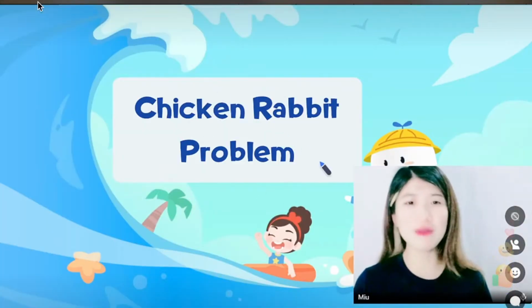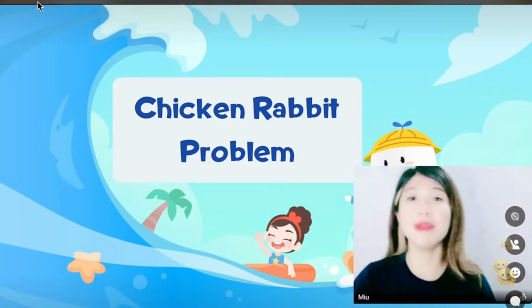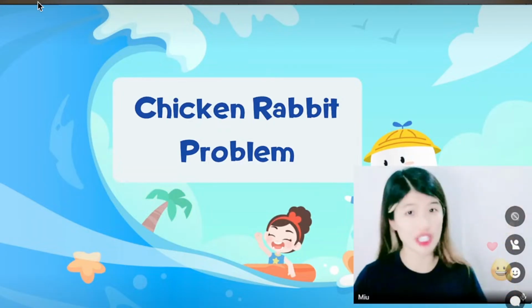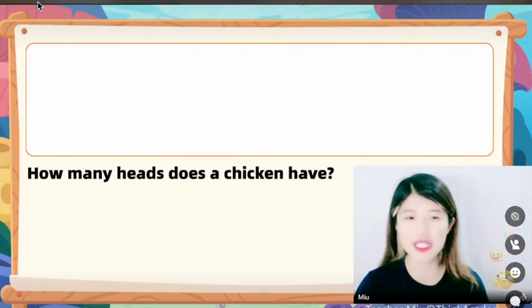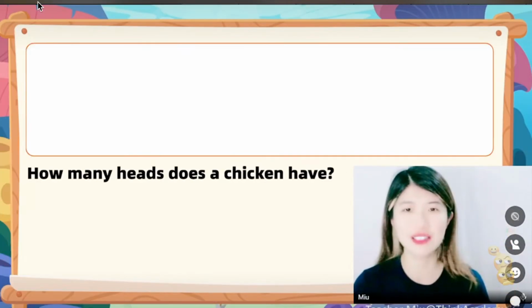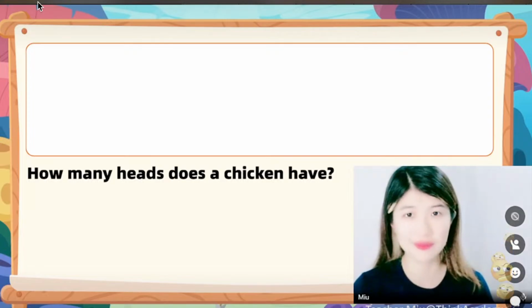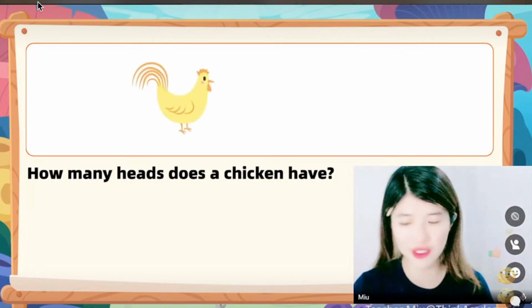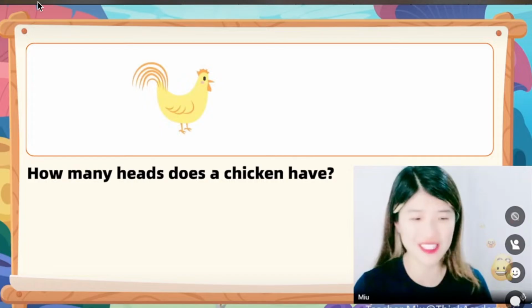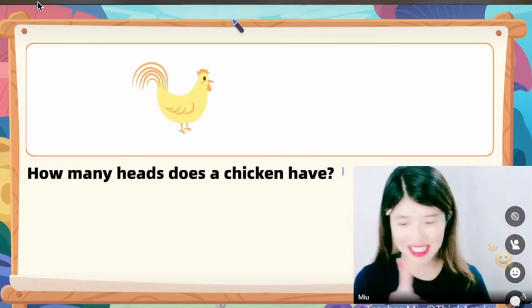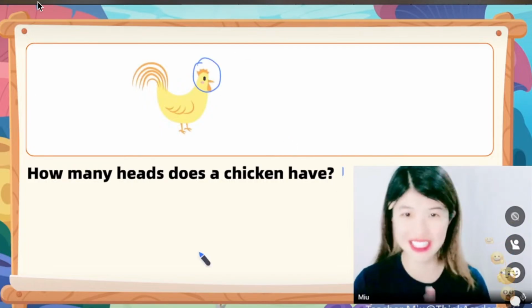So the chicken rabbit problem is about chickens and rabbits. Just in case you know nothing about chickens and rabbits, let's go through some basics first. First thing first, how many heads does a chicken have? Just in case you do not know, this is a chicken. So how many heads does it have? Of course, a chicken has 1 head.